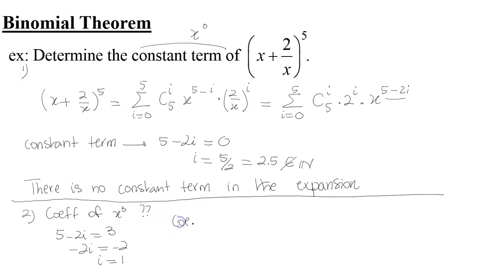So over here, the coefficient of x cubed would be, we consider the coefficient here of x and we replace I by 1. So the term in x cubed is C(5,1) times 2 to the 1 times x cubed, and C(5,1) is 5, times 2, that's 10. So the term in x cubed is 10x cubed.